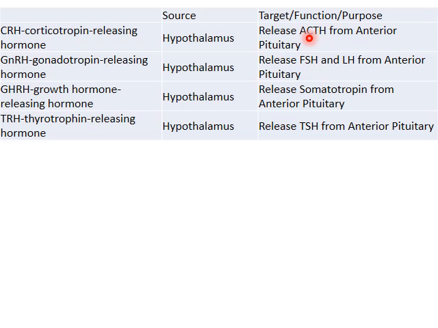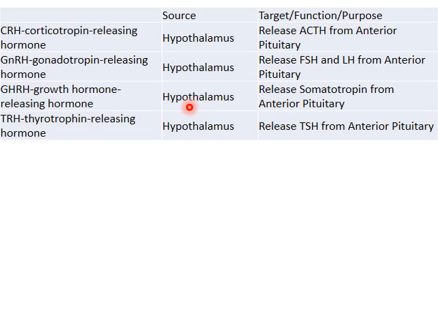So the pituitaries, the anterior and posterior, are very intimately linked with the hypothalamus. We'll get to that shortly. GnRH, gonadotropin releasing hormone. That's going to be released from the hypothalamus and is responsible for the release of FSH and LH from the anterior pituitary. GHRH, growth hormone releasing factor. You might say SRH, somatotropin releasing factor or releasing hormone. This is the older term. Some people are using the other term.